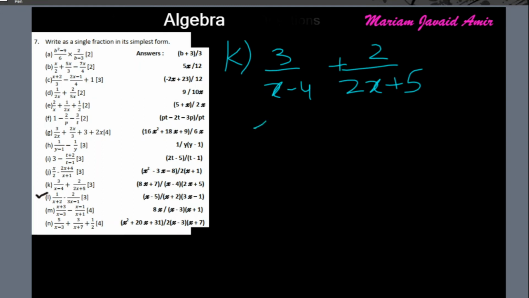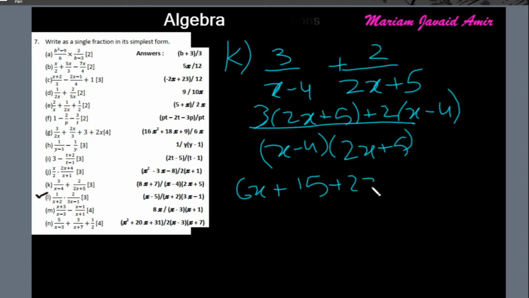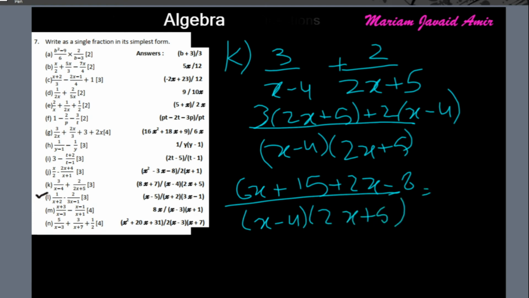Okay, so the LCM will be x minus 4 times 2x plus 5. The 3 will get multiplied to 2x plus 5, and the plus 2 will get multiplied to x minus 4. Open the bracket: 6x plus 15 plus 2x minus 8 over x minus 4, 2x plus 5. And then the numerator simplified will be 8x, and 15 minus 8 is 7. Yes, over x minus 4, 2x plus 5.